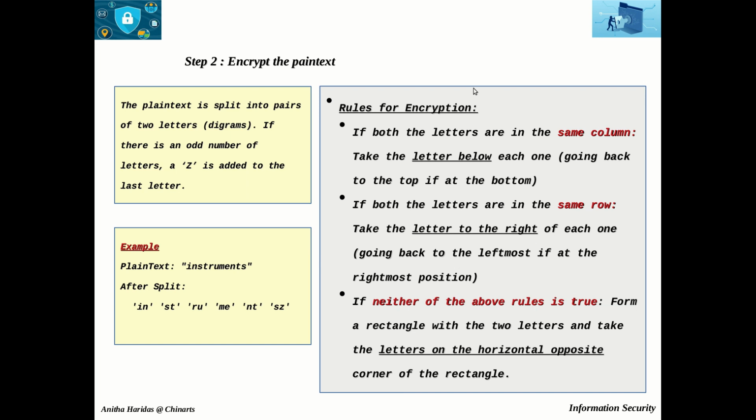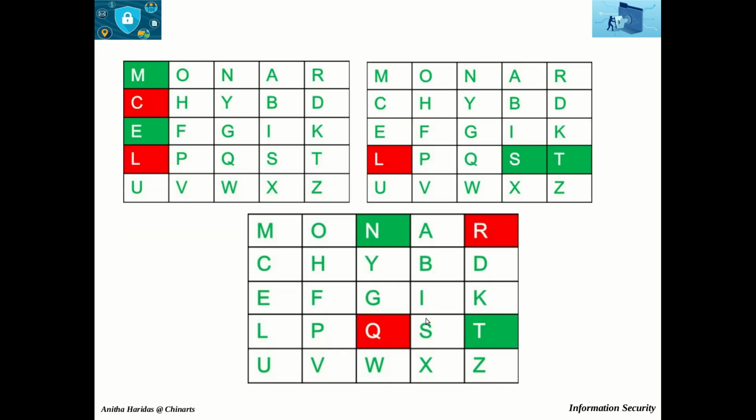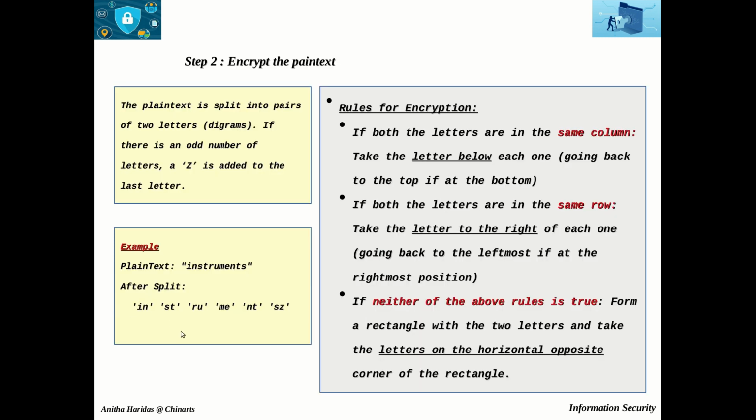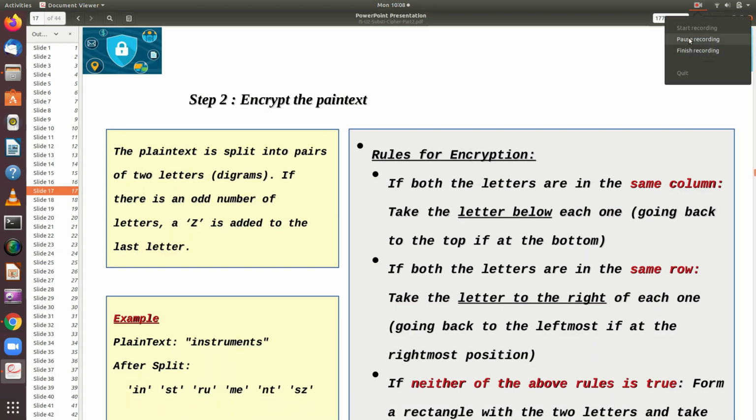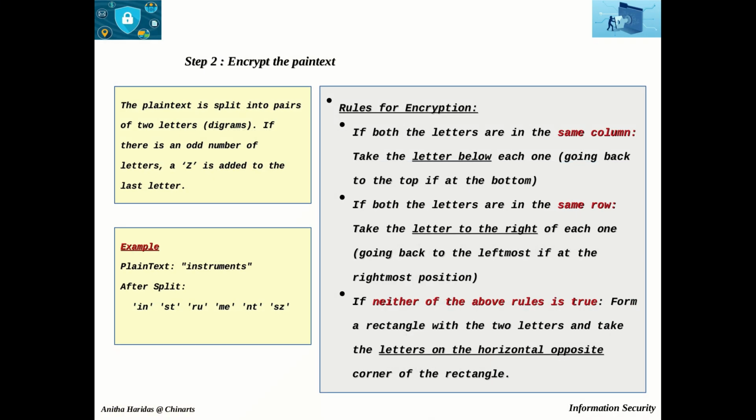So let us see the example of how these rules work. These are the examples I have noted. I repeat the rules for encryption here. If both the letters are in the same column, we are going to take the letter below each one. Let us see an example for this.